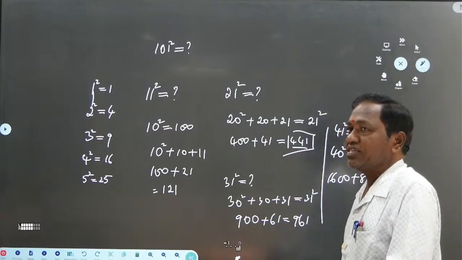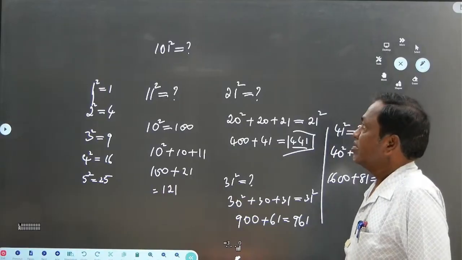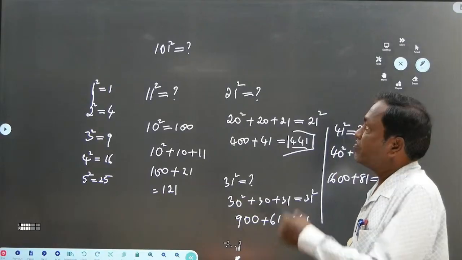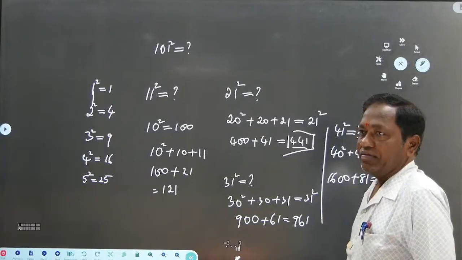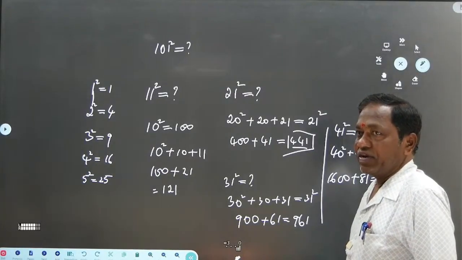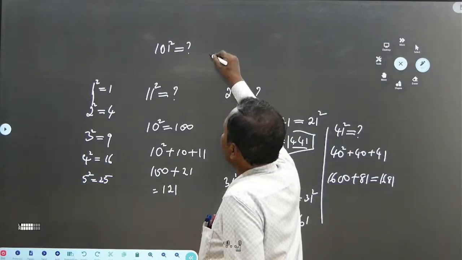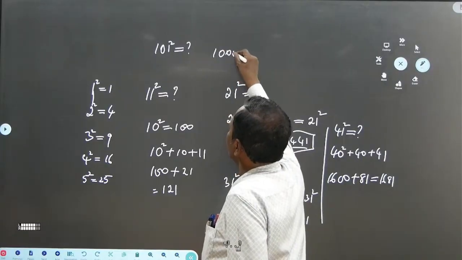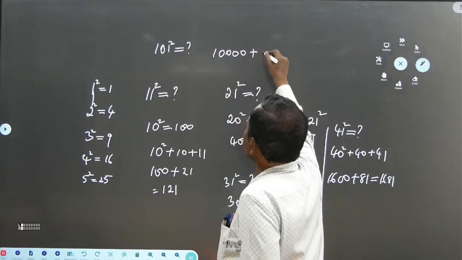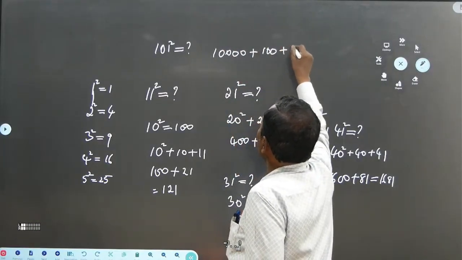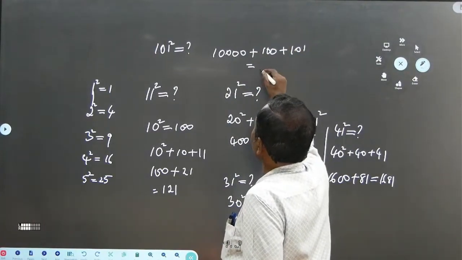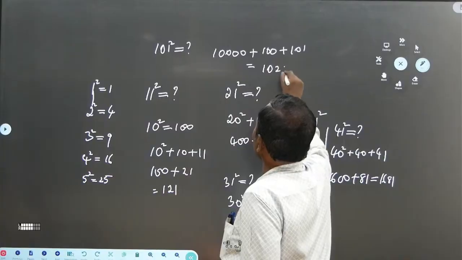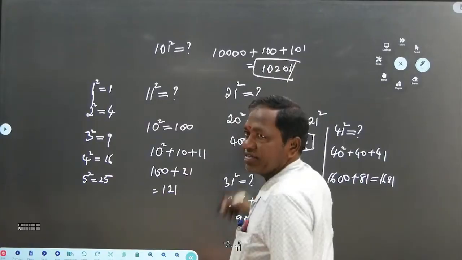The questions are asked here. I do not remember which year and which paper. 101 square. 100 square is made of what? Four zeros will happen: 10,000, plus 201. See, like that.